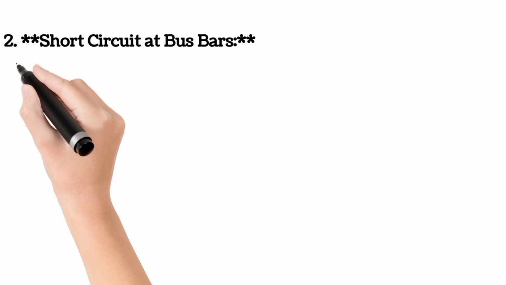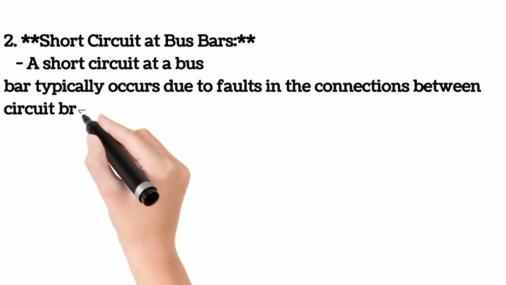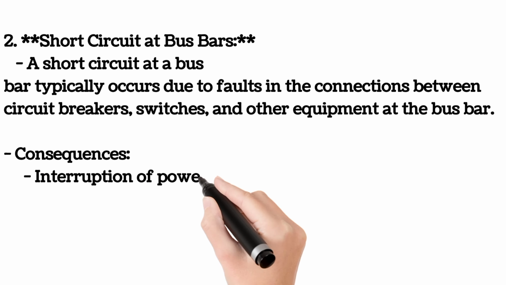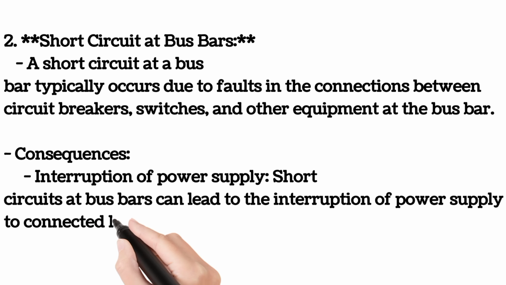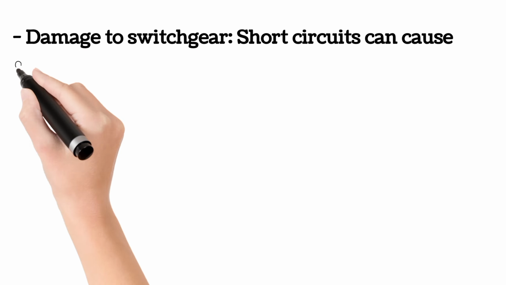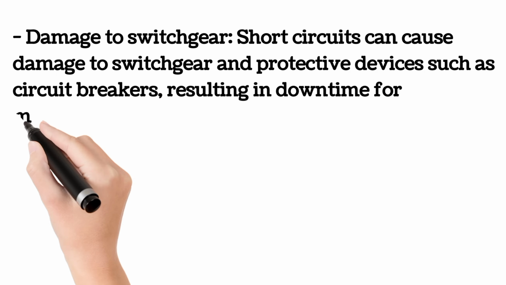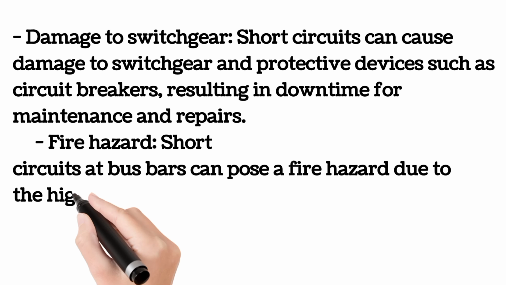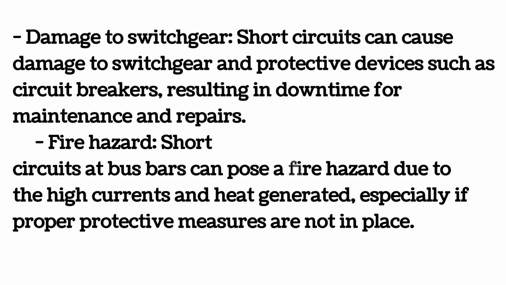2. Short circuit at bus bars. A short circuit at a bus bar typically occurs due to faults in the connections between circuit breakers, switches, and other equipment at the bus bar. Consequences. Interruption of power supply. Short circuits at bus bars can lead to the interruption of power supply to connected loads and equipment. Damage to switchgear. Short circuits can cause damage to switchgear and protective devices such as circuit breakers, resulting in downtime for maintenance and repairs. Fire hazard. Short circuits at bus bars can pose a fire hazard due to the high currents and heat generated, especially if proper protective measures are not in place.